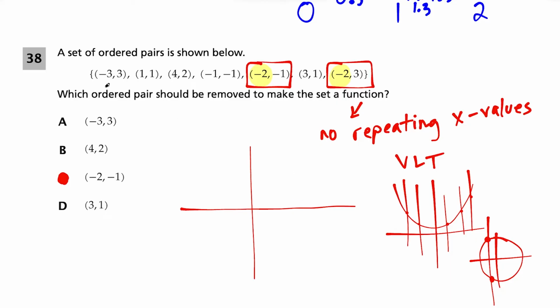So if I were to plot all of these points, you could see that the 2 points that I circled, (-2, -1) and (-2, 3), fall on the same vertical line. If I were to drop down a vertical line through these points, notice that it hits these 2 highlighted points. So if we remove (-2, -1), then anywhere I draw a vertical line, it is going to pass through those points just once. So choice C is definitely our answer.